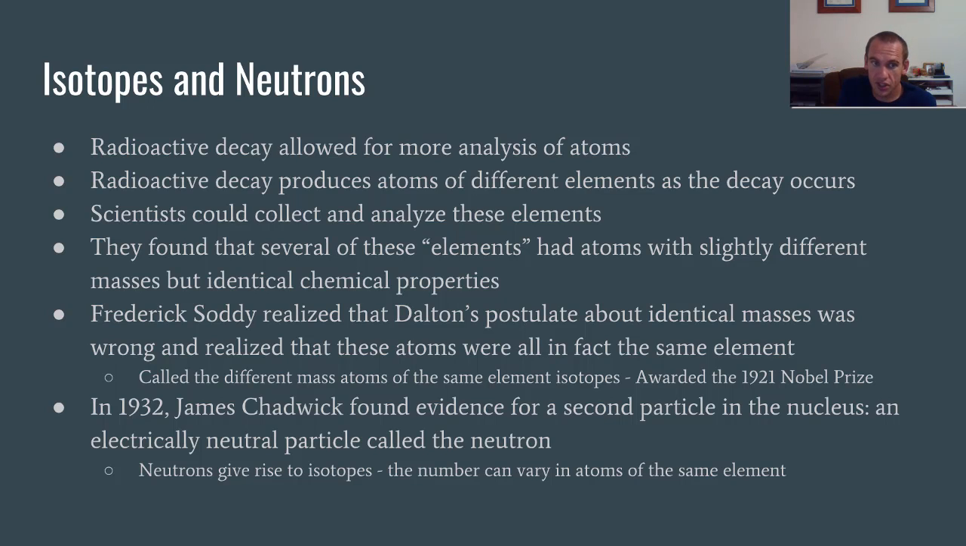So Frederick Soddy proposed the idea that, you know what, we can have different masses of atoms that are actually the same element. And he called those things isotopes. And in 1932, about 10 years later, James Chadwick was able to explain how isotopes came into existence. It's because there's a second particle in the nucleus called the neutron, and the number of neutrons within a given element's atom can vary without changing the chemical properties.